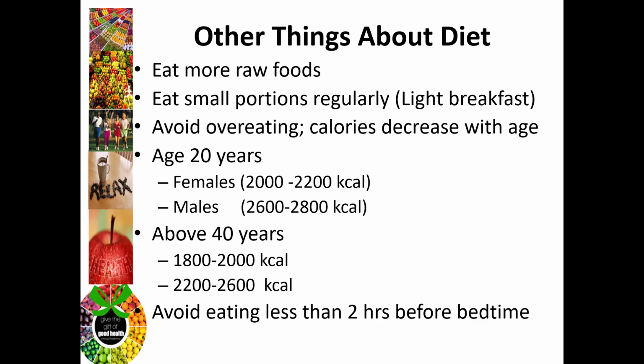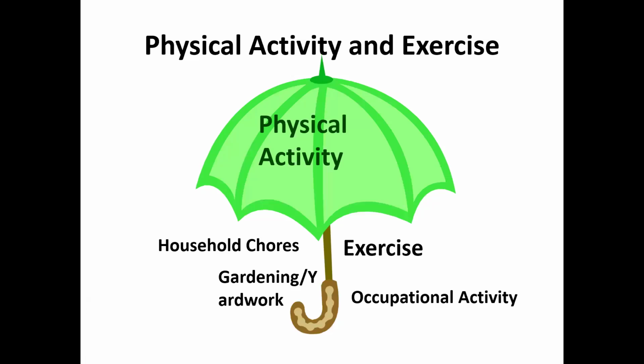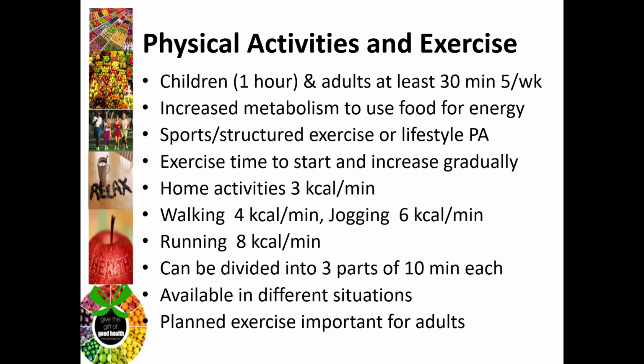So other things to know about diet: eat more raw foods, eat small portions regularly, avoid overeating, avoid eating less than 2 hours before bedtime, physical activity and exercise. Remember behavioral factors, we talked about diet, then physical activity. So what do we say about physical activities? Children need at least 1 hour, adults 30 minutes. This will increase metabolism to use the food for energy.